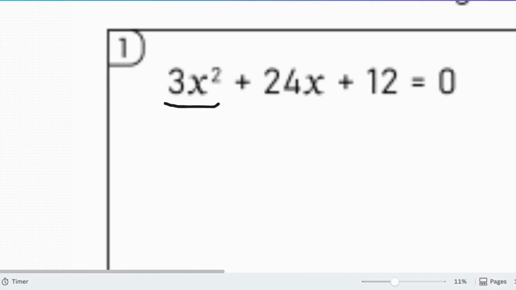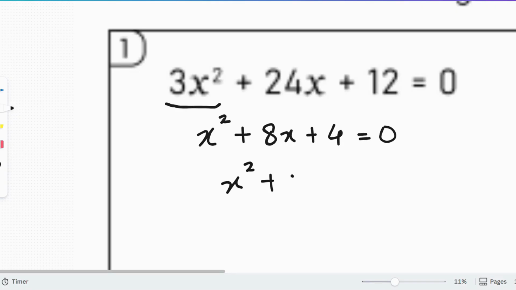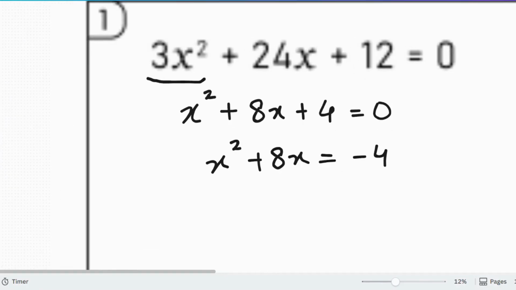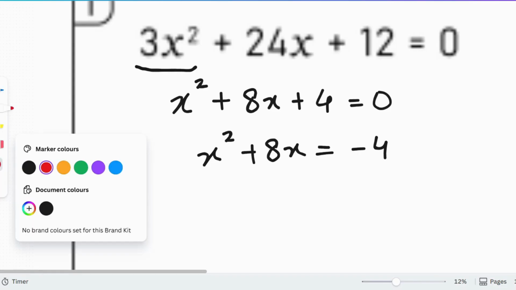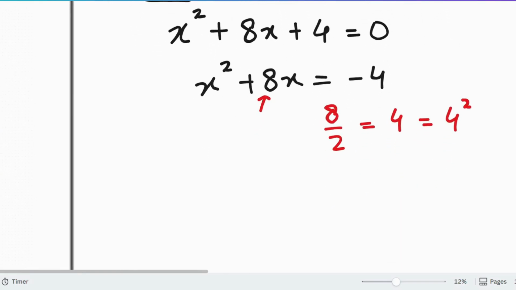For this one, I will divide both sides by 3. If I do this, I will get x square plus 8x plus 4 equals 0, right? Now what is the second step? I will move 4 to the other side, so it converts into negative 4. After that, I will take this 8 divided by 2. It becomes 4, and then I will square it. After squaring it, I will add it on both sides of the equation.